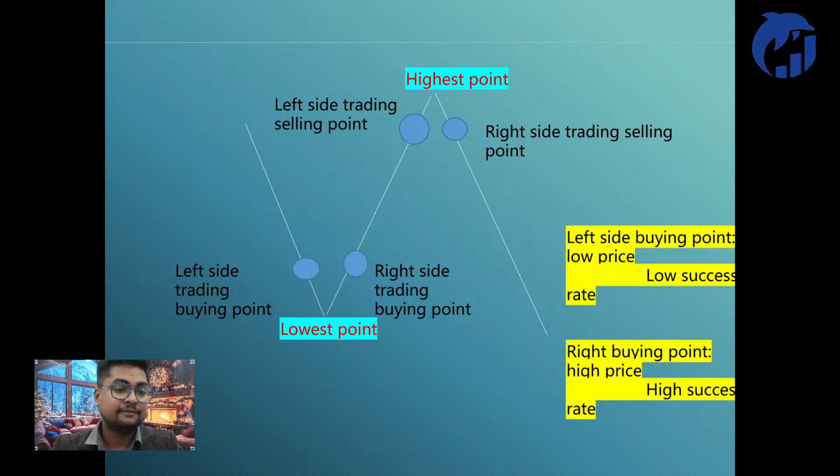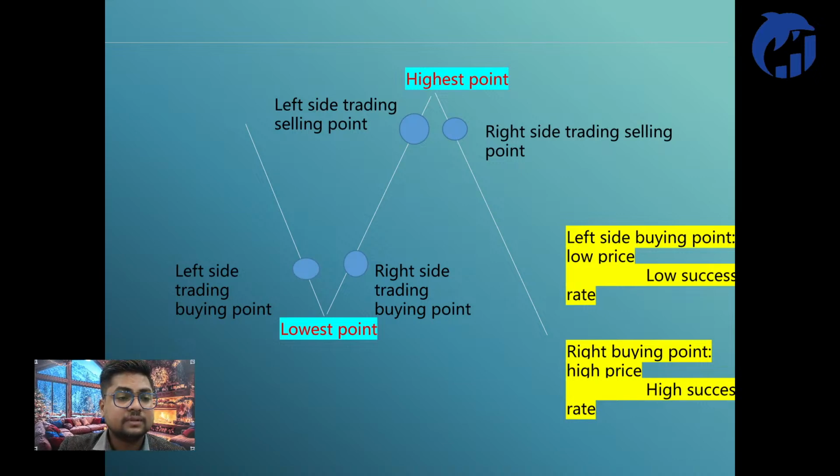If you look at the left side trading buying point, this is the left side trading buying point, and this is the right side trading buying point. Where we need to buy the stock and where we need to sell the stock, please understand it very clearly and very precisely now. This is the lowest point we can see, and this is where we see the right side trading buying point. We will explain with more examples how it can be beneficial for you.